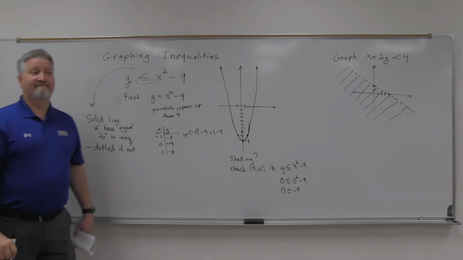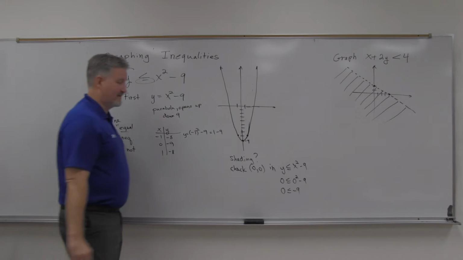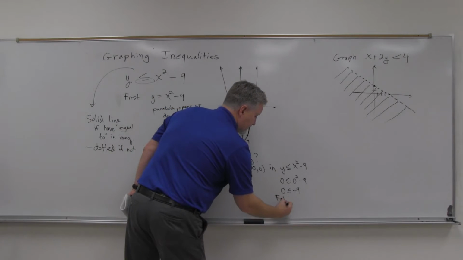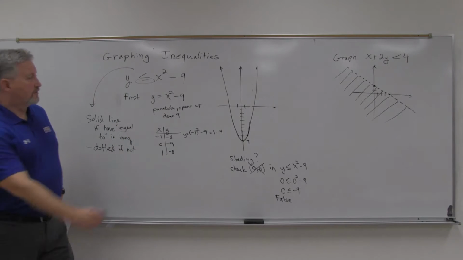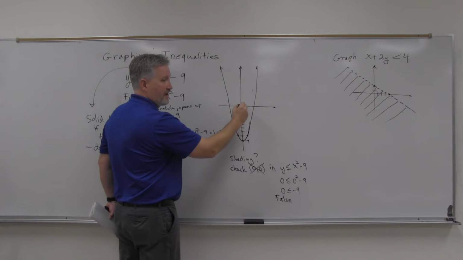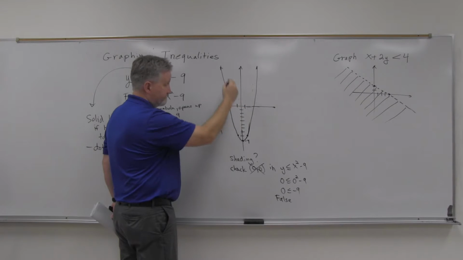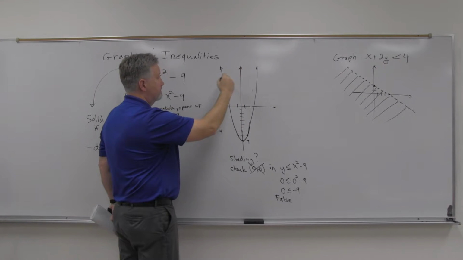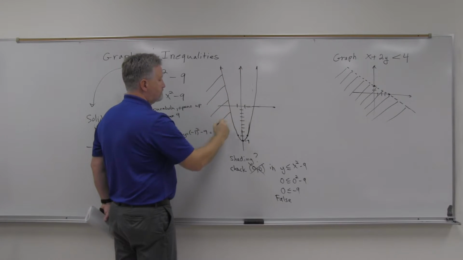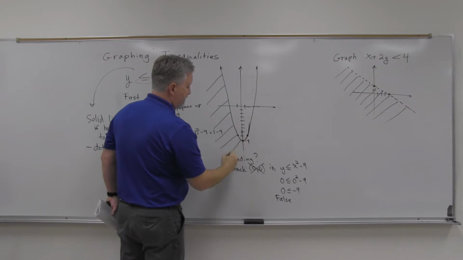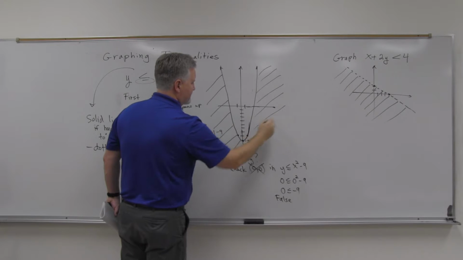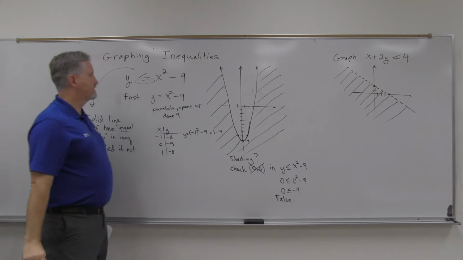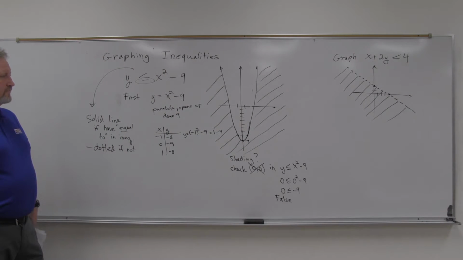That's not true, is it? That's false. So 0, 0 doesn't work. So the point 0, 0 is inside the parabola, and so in this case, yeah, we would shade the outside. So it may not be what you think it is, so that's why you've got to check those out.